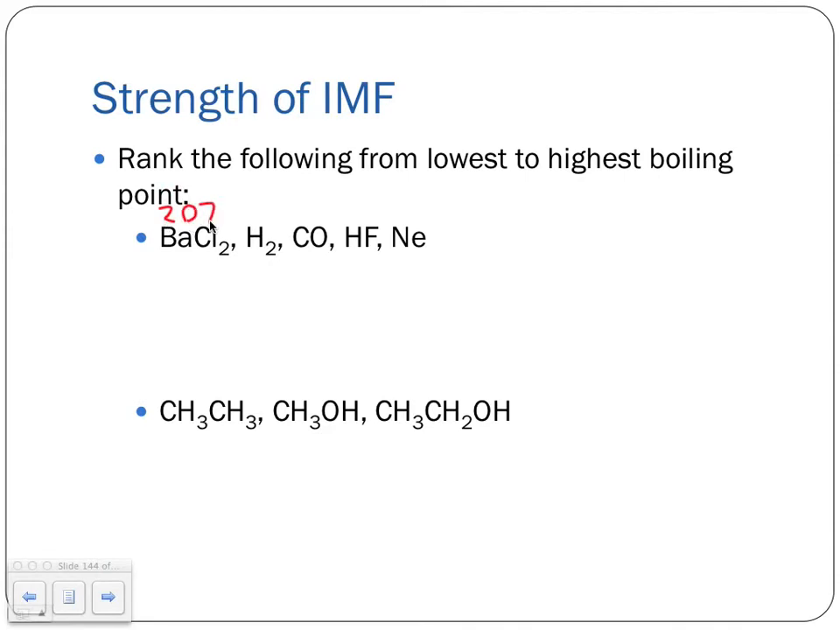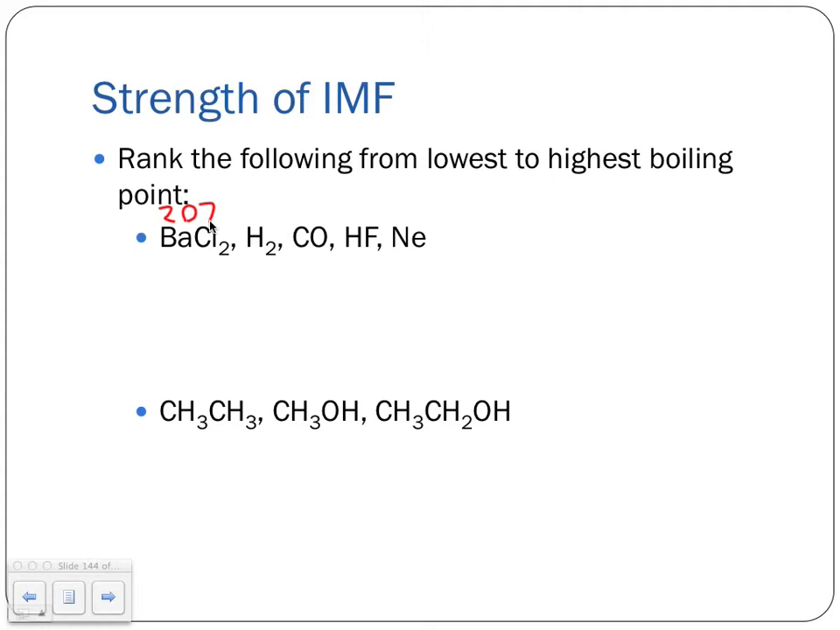But wait a minute here, Ba and Cl. Let's take a look at the electronegativities on those two guys. Barium has an electronegativity of 0.89. Chlorine is 3.16. Those are bigger than 2. This is ionically bonded. This wouldn't have any intermolecular forces at all because it should just be alternating barium ions and chlorine ions.